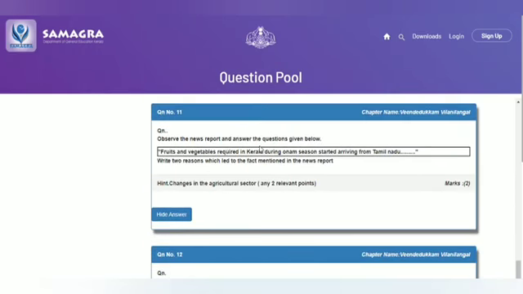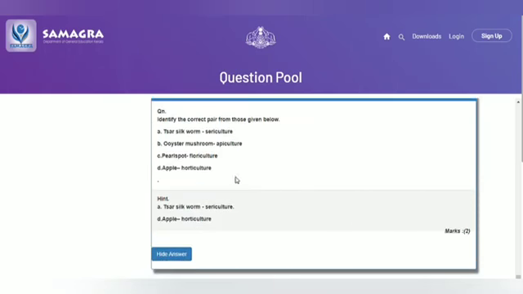Observe the news report and answer the questions. Fruits and vegetables required in Kerala during the Onam season started arriving from Tamil Nadu. Write 2 reasons which lead to the facts mentioned in the news report. That is, changes in the agriculture sector.